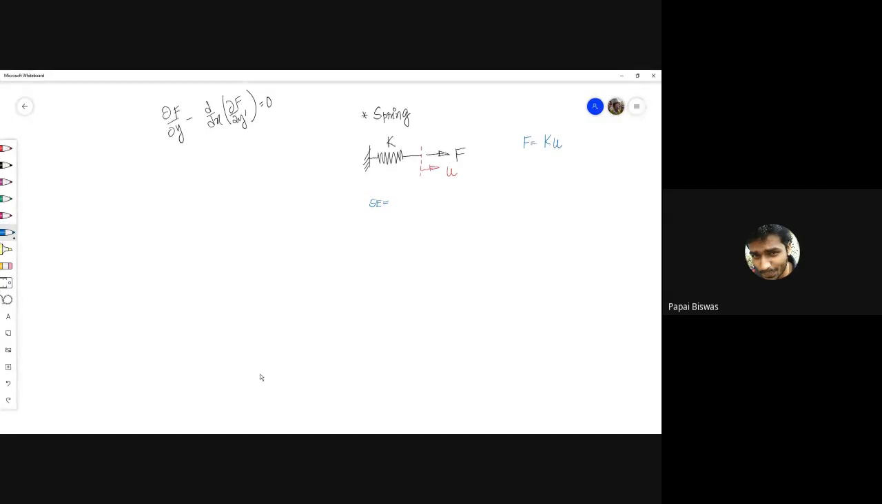Half k times u squared. Half k u squared. Okay, it basically represents the amount of work done to cause, since it's a linear spring, so if the y-axis represents F and the x-axis represents the displacement, it can be represented by a straight line with a slope of k. Okay, and at any u, the strain energy that we are talking about is basically the amount of work done on the spring.